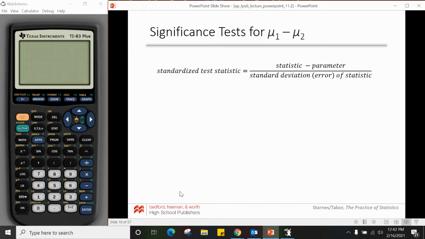Now, after we do our conditions, we go into the do phase, and part of the do phase is finding that standardized test statistic. It's going to be what we've done all year long: statistic minus parameter divided by standard deviation of the statistic. So since we don't know sigma, the population standard deviation, we are using a t statistic again, and this is the general formula.